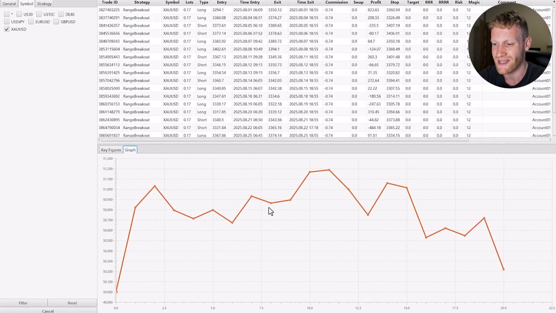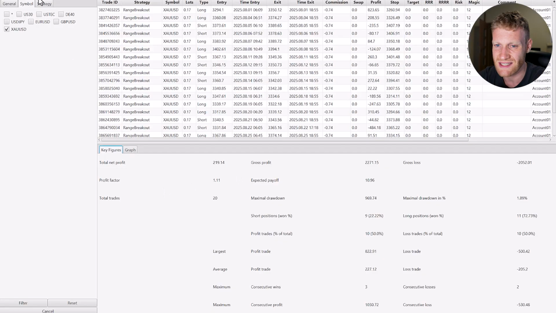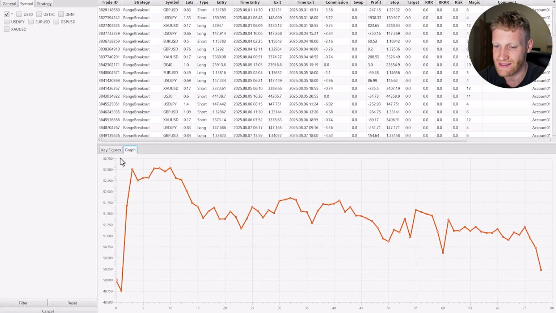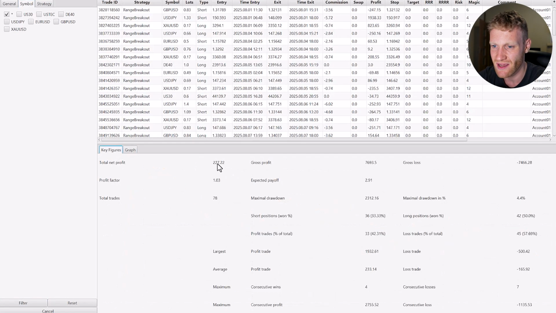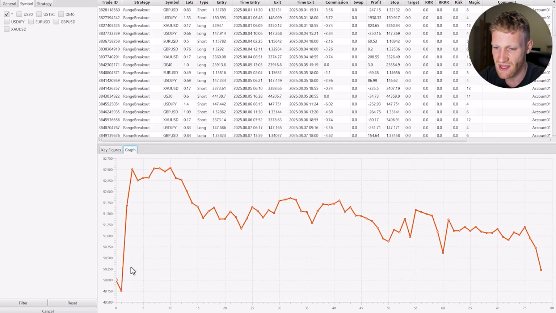I thought gold was negative because the last days were not as good. But yeah, in the beginning there was one good trade. So overall 219 in the last month with gold in the range breakout EA. Overall, the range breakout EA in all of the different charts generated a profit of 227, especially because the first 1 or 2 days I think were very good, and we had a few very positive trades.